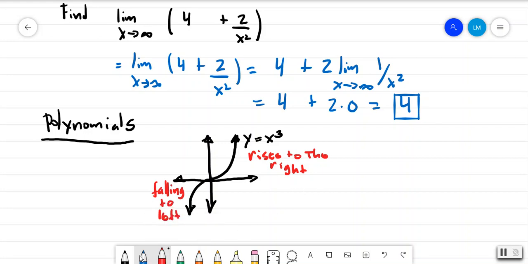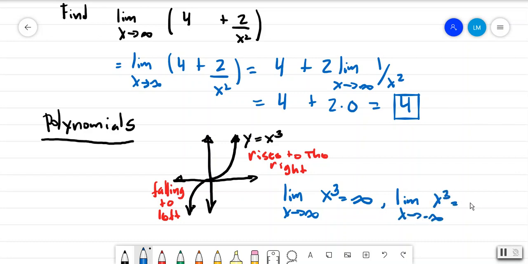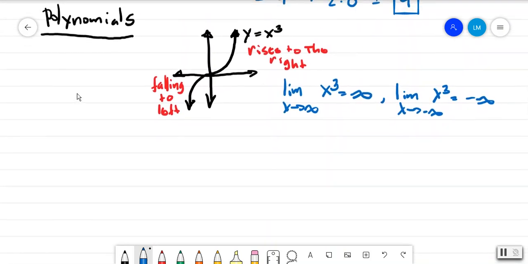So in turn, that's telling me that the limit as x approaches infinity for x cubed is just positive infinity. And similarly, the limit as x approaches negative infinity for x cubed is negative infinity. Now, I can do the same thing for, say, for example, x squared.